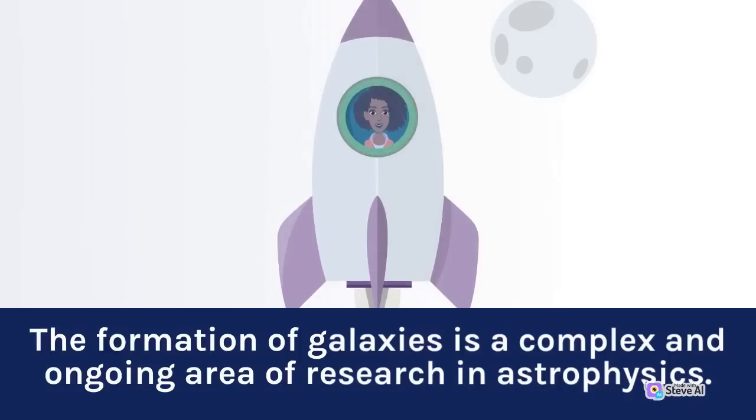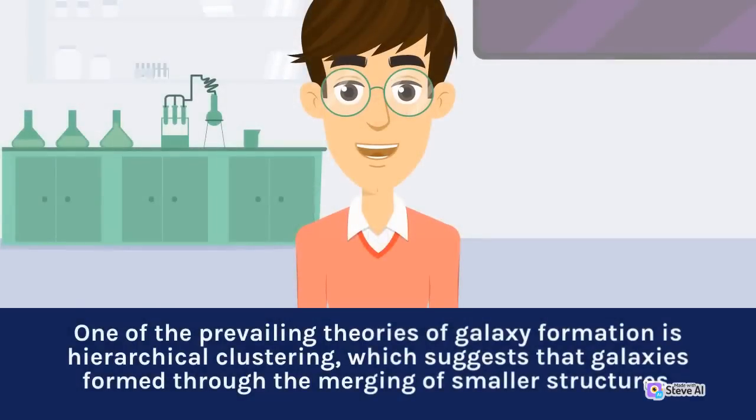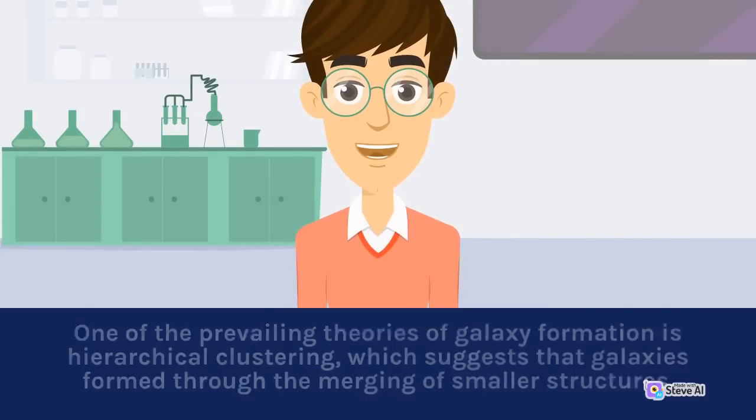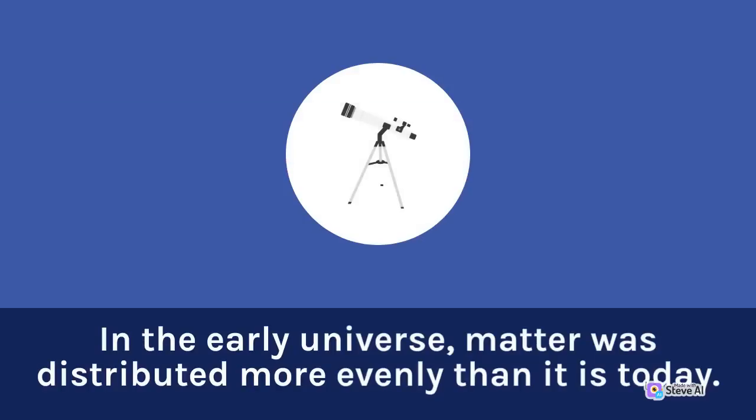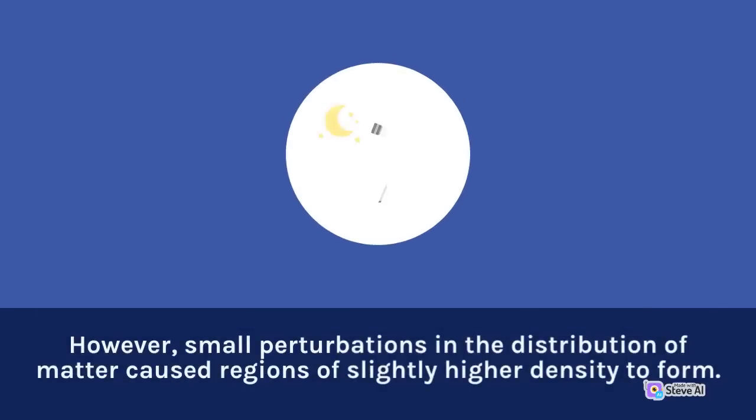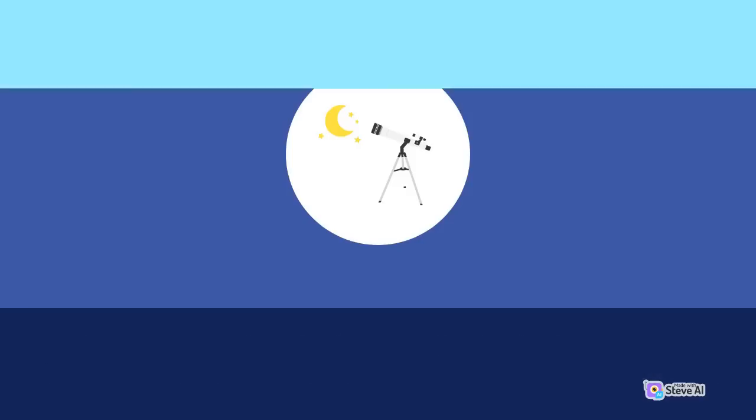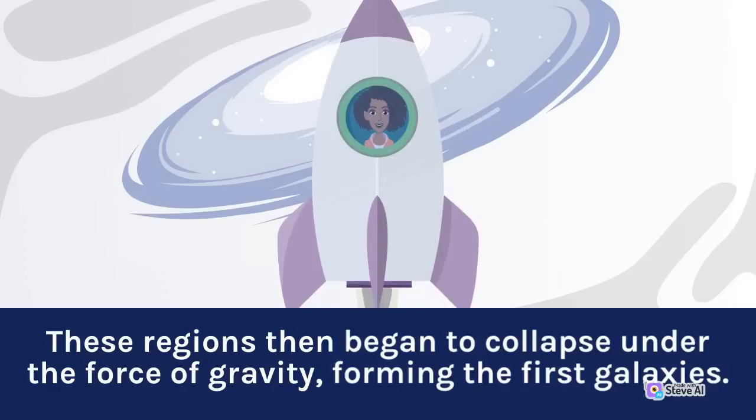The formation of galaxies is a complex and ongoing area of research in astrophysics. One of the prevailing theories of galaxy formation is hierarchical clustering, which suggests that galaxies formed through the merging of smaller structures. In the early universe, matter was distributed more evenly than it is today. However, small perturbations in the distribution of matter caused regions of slightly higher density to form. These regions then began to collapse under the force of gravity, forming the first galaxies.